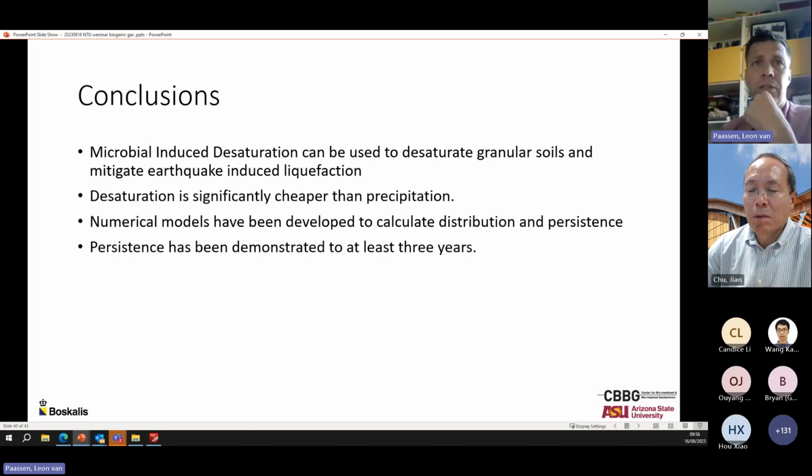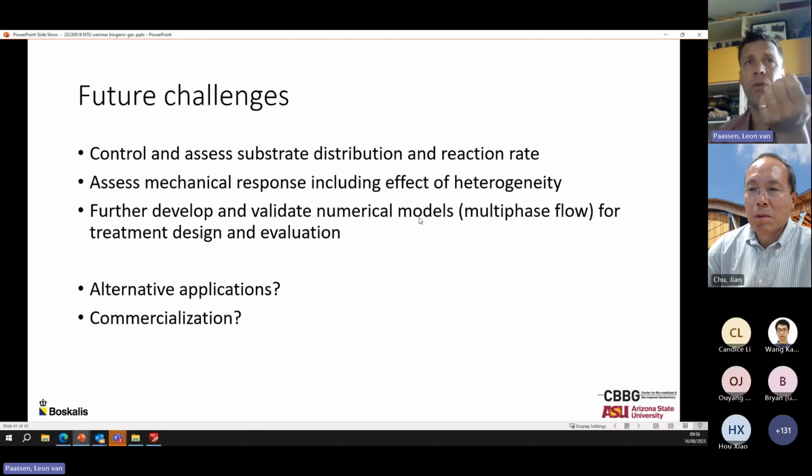And we've demonstrated persistence, but the continuing challenge is really to control and assess the substrate distribution and reaction rate, particularly in the context of heterogeneous and stratified soils, as well as to assess the mechanical response, including the effect of heterogeneity. What I mean is that if the gas is heterogeneously distributed in a heterogeneous soil, so it preferably sits in the coarser sand layers and doesn't go into the silt layers, how does such a stratified heterogeneous soil respond to earthquake shaking? That part still has to be investigated.